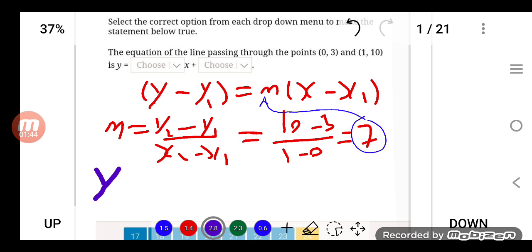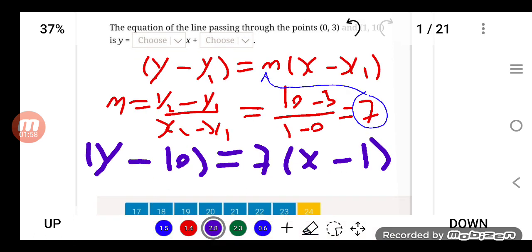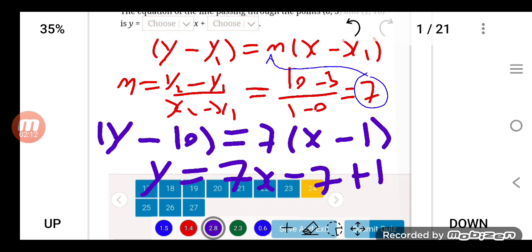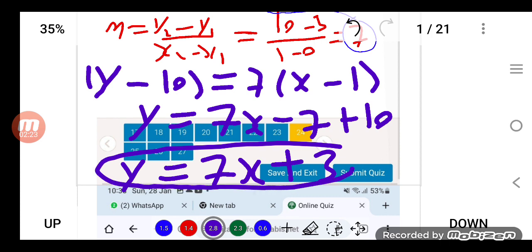So you have y minus 10 is equal to 7 times x minus 1. Then if you simplify this equation, you get y is equal to 7x minus 7. And if you take this 10 to the other side, you get here plus 10. Final answer will be y is equal to 7x plus 3. That is the final answer.